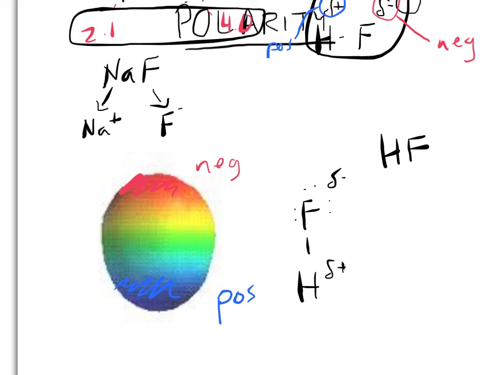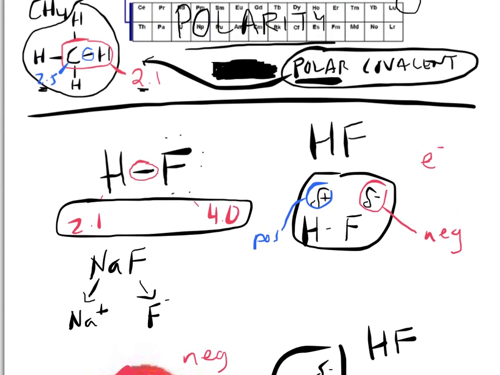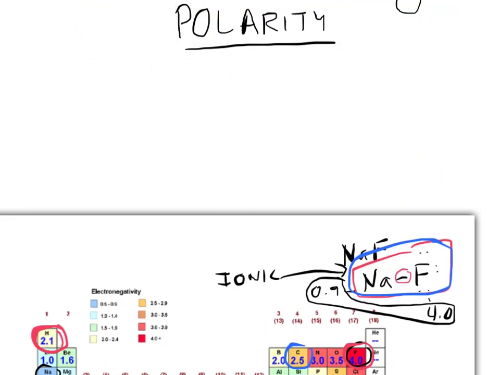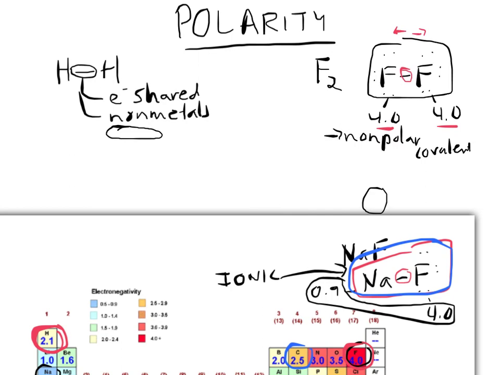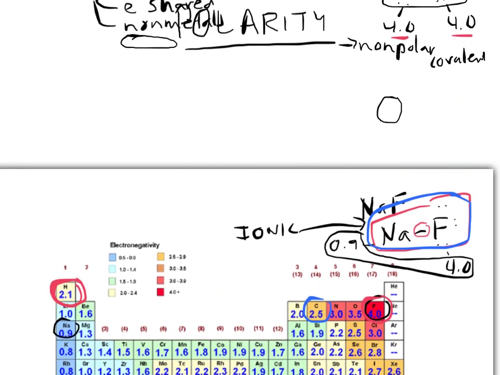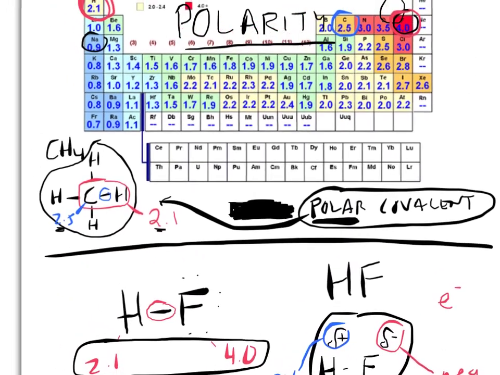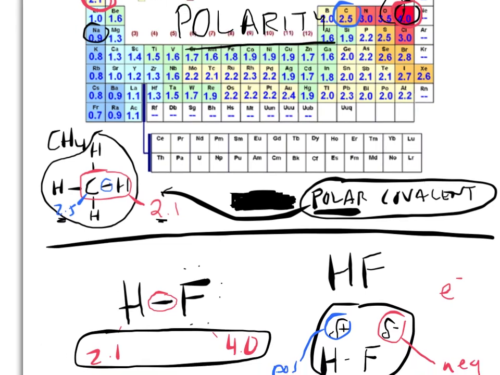So what you need to be able to walk away with from today is the idea of how electronegativity influences bonding between atoms. You need to know the definition of a non-polar covalent bond from up here. You need to know the definition of a polar covalent bond from right here, and what the word polar or polarity means in general.